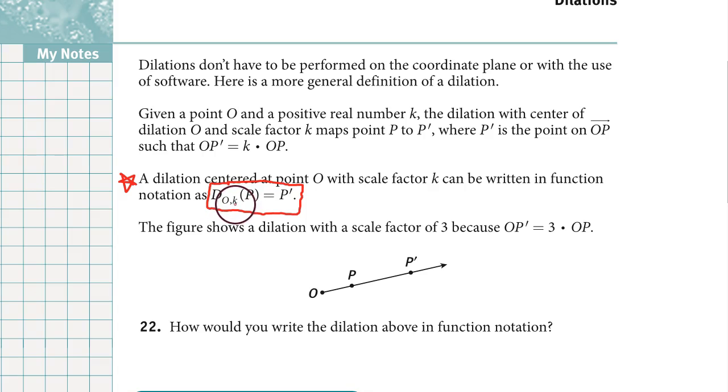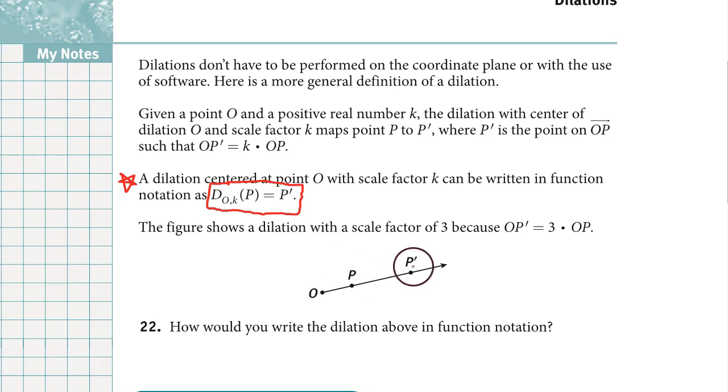If it's a number that's a fraction, then we can assume we have a reduction. If it's a number greater than 1, assume we have an enlargement. In parentheses, this will be our original figure that we're going to dilate. And then over here, this will be the symbols that we use to label our new figure. This is telling us to use the prime in the corner.